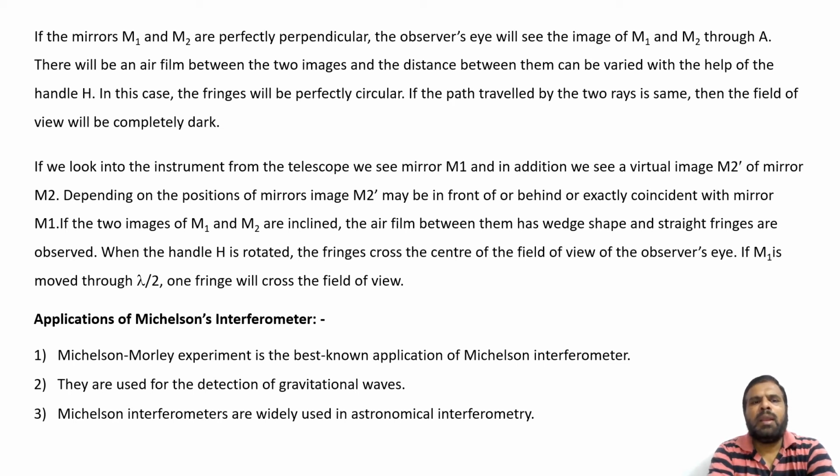Depending on the positions of the mirrors, image M2' may be in front of, behind, or exactly coincident with mirror M1. If the two images of M1 and M2 are inclined, the air film between them has a wedge shape and straight fringes are observed. When the handle H is rotated, the fringes cross the center of the field of view of the observer's eye. If M2 is moved through lambda by 2, one fringe will cross the field of view.